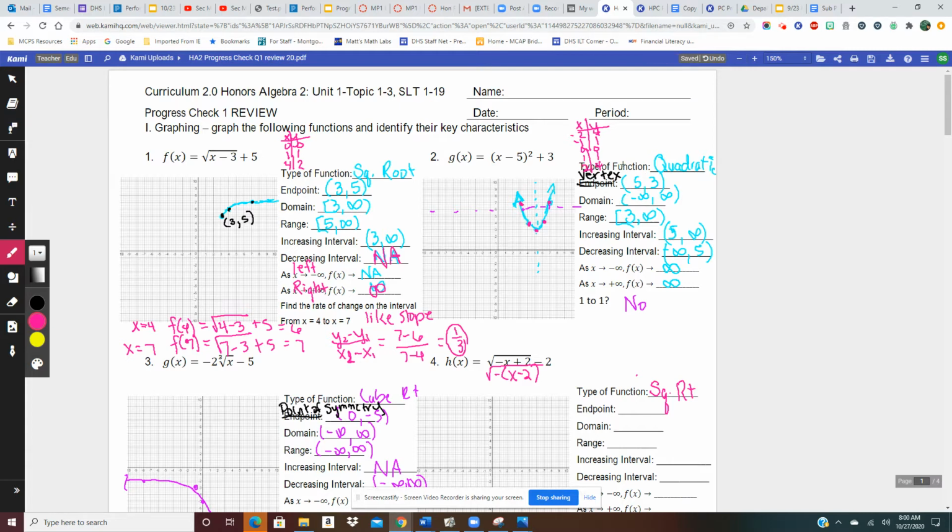Your domain for any quadratic is all real numbers. So it's negative infinity to infinity, okay? Or all reals. Say or all real numbers. That's a symbol for all real numbers. Your range is your y values.